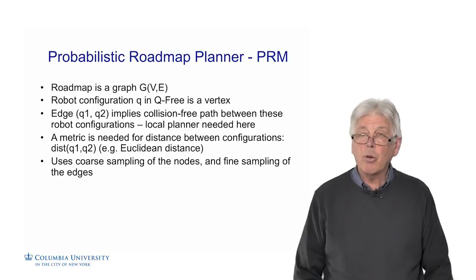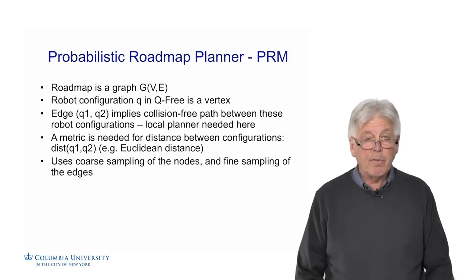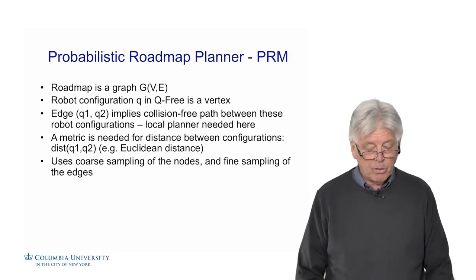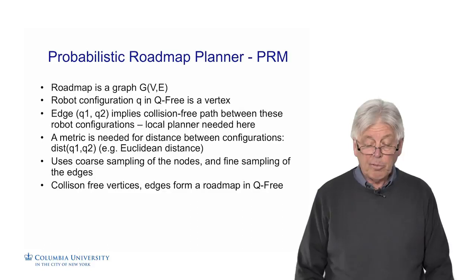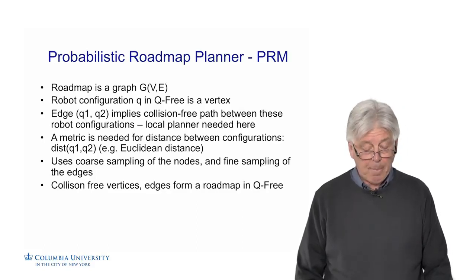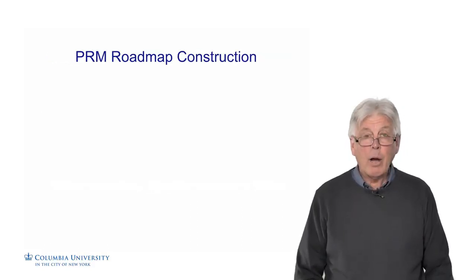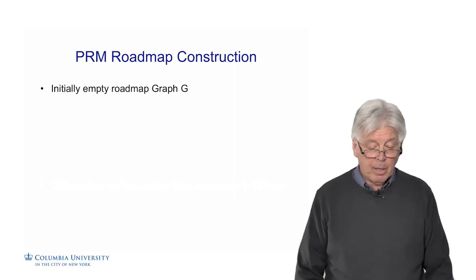So what we're going to do is use coarse sampling with the nodes and fine sampling with the edges, and we'll show this in a graph in a minute. So collision-free vertices and edges form a roadmap in Q-free, which is the probabilistic roadmap. So let's see how we can build one of these.